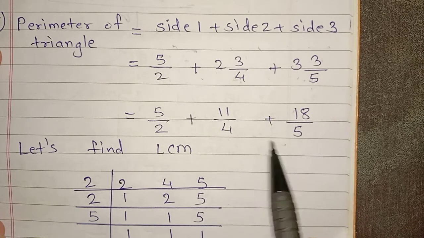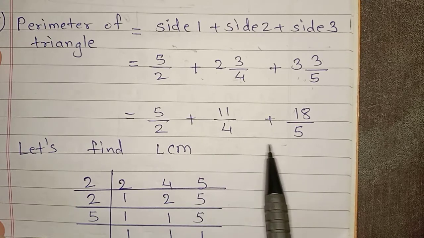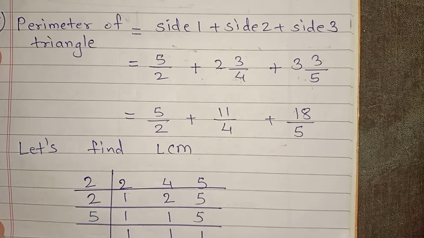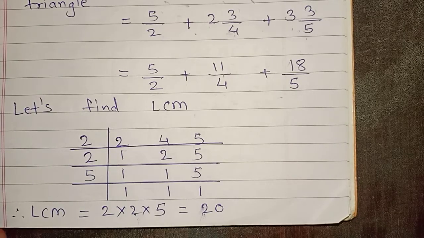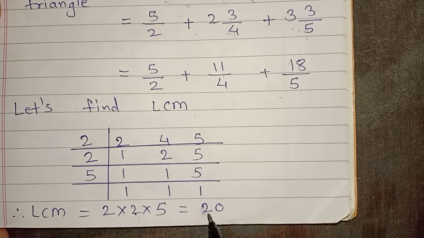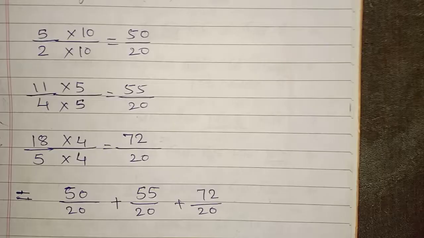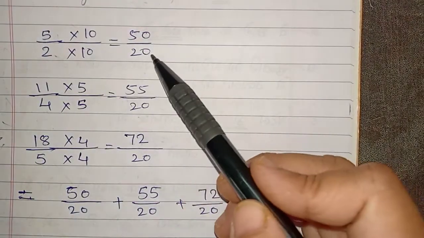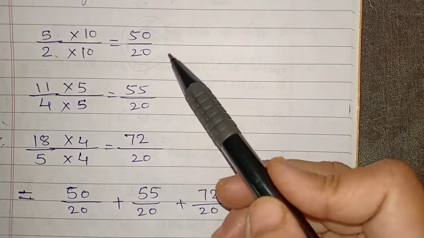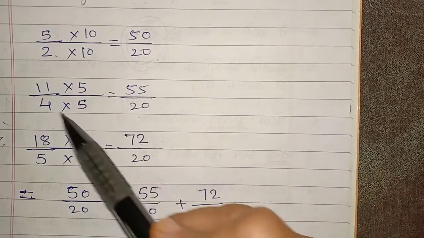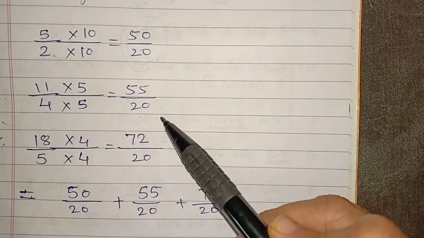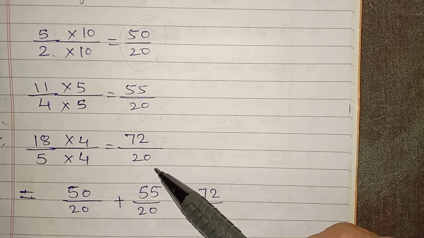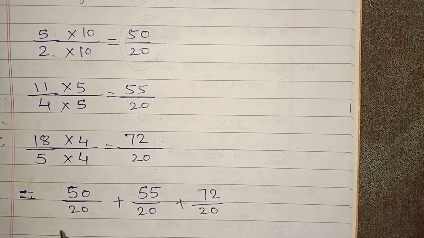Now see, before adding, all the denominators are different. So let's find the LCM of 2, 4 and 5. The LCM of these three numbers is equal to 20. Now let's make the denominator same. The first fraction I have taken 5 by 2, my final product is 50 by 20. 11 by 4 becomes 55 by 20. And 18 by 5 becomes 72 by 20. Okay, so now add them.